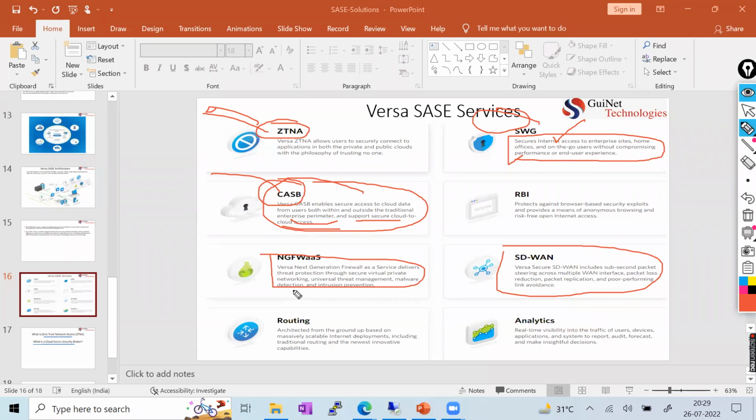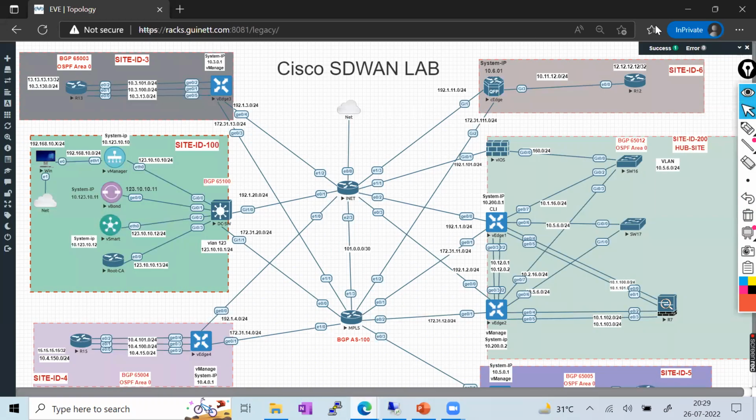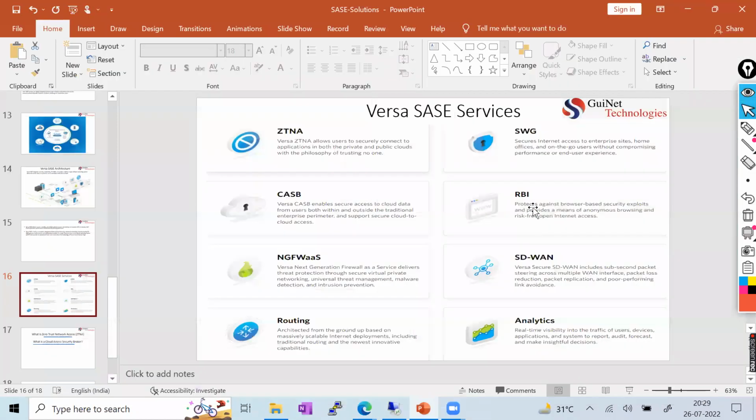So if you are trying to understand a SASE solution, there is another thing, remote browser isolation. That means anything I do from the browser, all that activity can be monitored. All activity in my browser local to the PC is going to be tracked with the SASE solution. Routing, everyone knows that routing solution, we can deploy it.